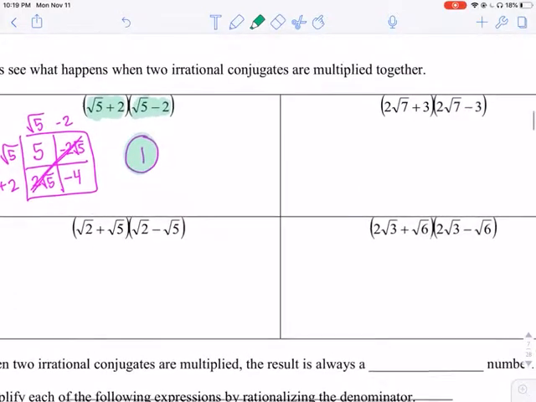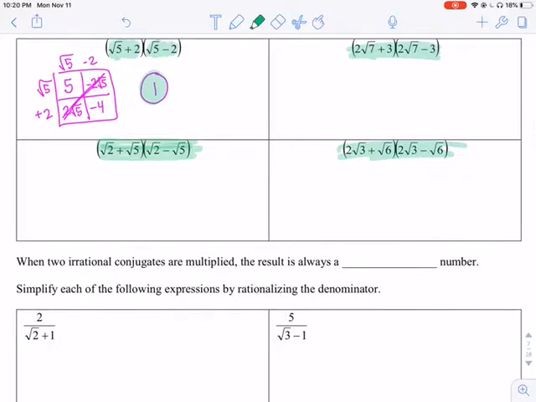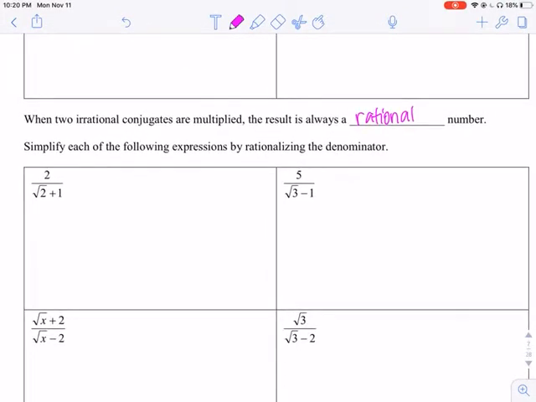Go ahead and see if that will work for each of these problems here. Try this one, and that one there. Remember, you're using the box. Go ahead and pause. All right, so when 2 irrational conjugates are multiplied, the result is always a rational number. It's pretty cool. So then we're going to simplify these by rationalizing the denominator.